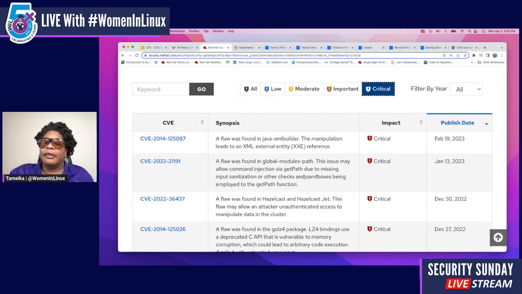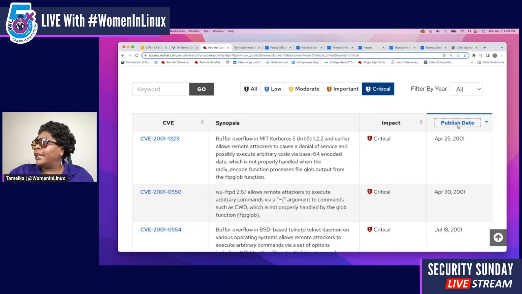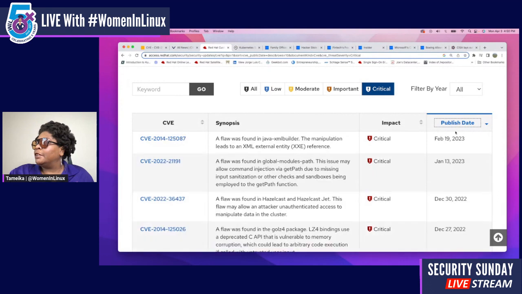You want to take care of the important ones, and then the moderates and the lows come afterwards. And you just want to take care of the criticals and important ones fairly quickly, right? So here you can go by publish date. Let me go back to this. You can see February the 19th was one for 2023, and so forth and so on.